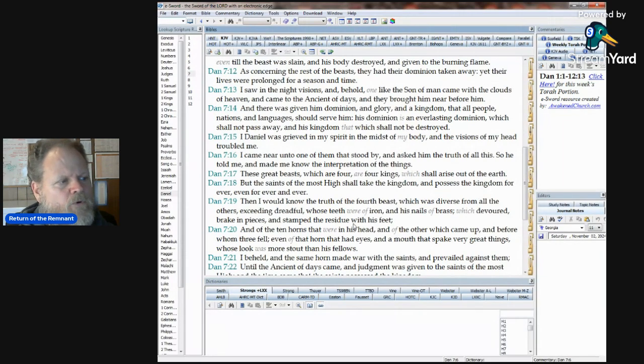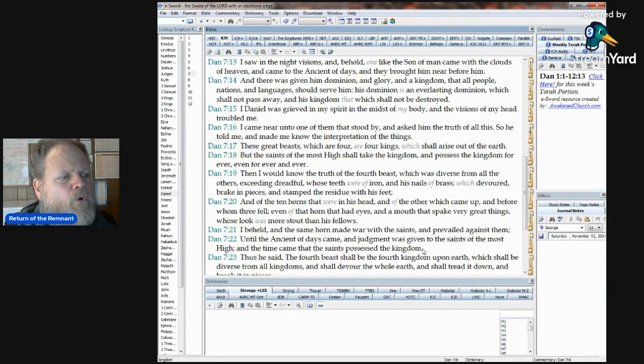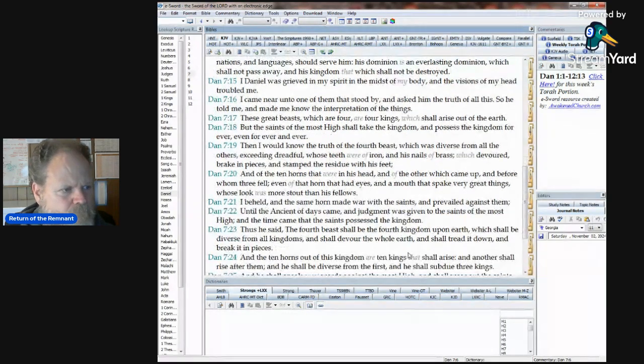Then I would know the truth of the 4th beast, which was diverse from all the others, exceedingly dreadful, whose teeth were of iron, his nails of brass, which devoured, broke in pieces, and stamped the residue with his feet. And of the 10 horns that were in his head, and of the other which came up, and before whom 3 fell, even of that horn that had eyes and a mouth that spoke very great things, whose look was even more stout than his fellows. I beheld, and the same horn made war with the saints and prevailed against them, until the Ancient of Days came, and judgment was given to the saints of the Most High. And the time came that the saints possessed the kingdom.